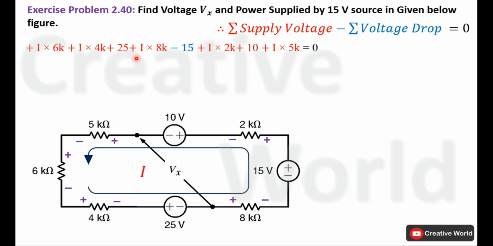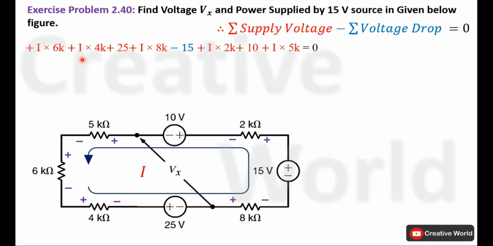taken with positive sign. Move to the next voltage source, current entering terminal is negative, so 15 volt will be taken with minus sign. Move to the next resistive element, current entering terminal is positive, so the product of I and 2 kilo ohm will be taken with positive sign. Next element is a voltage source, current entering terminal is positive, so 10 volt will be taken with positive sign. And the last element of the circuit, a resistance of 5 kilo ohm, current entering terminal is positive, so the product of I and 5 kilo ohm will be taken with positive sign.